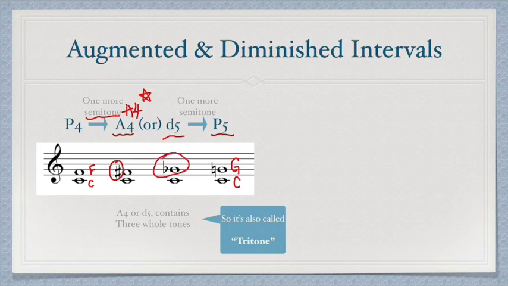to represent a diminished fifth. You may notice that F sharp and G flat are exactly the same notes. So these two intervals sound exactly the same and are represented the same on the keyboard, but they are just read differently. One is an augmented fourth, another one is a diminished fifth. There are just two ways to write this interval. So an augmented fourth or diminished fifth contains three whole tones. So that's why it's called a tritone.